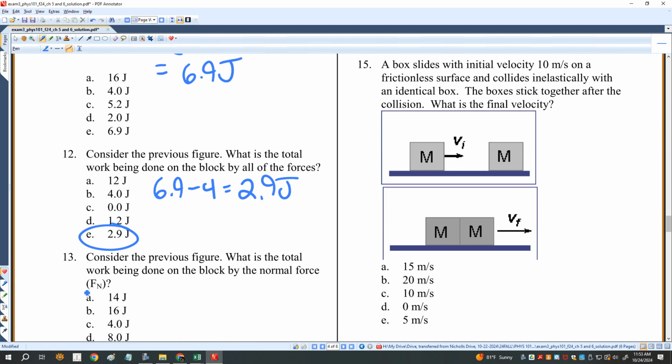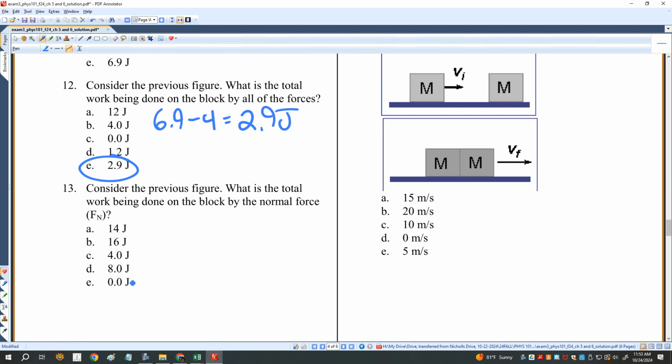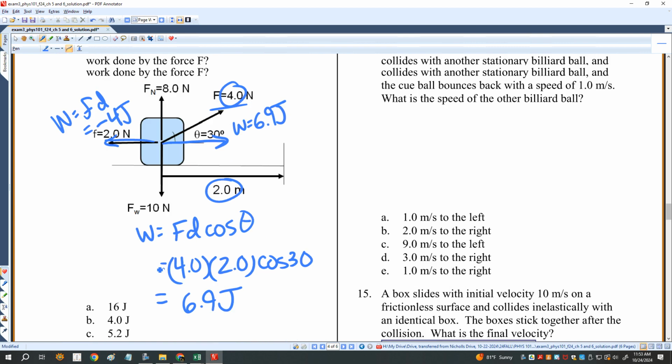And then what is the total work being done on the block by the normal force? Well, that would be 0 because the displacement is horizontal, but the normal force is perpendicular. So theta would be equal to 90 degrees. And if I did work equals FD cosine theta, that would tell me the work is 0.